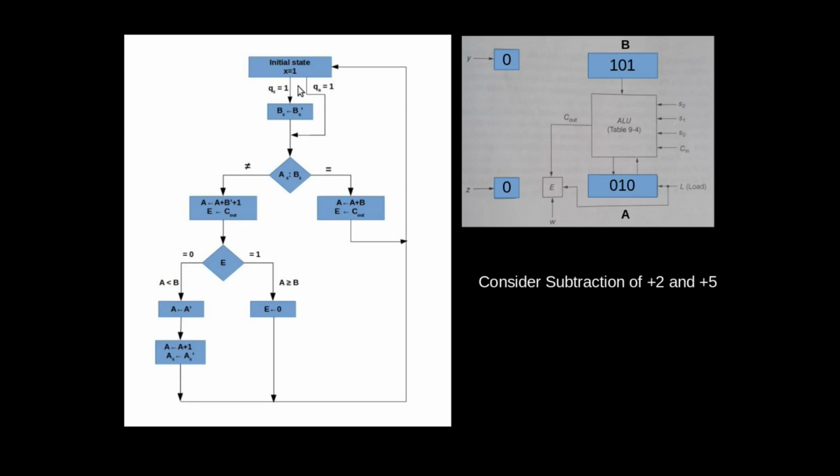So this system will be first in initial state, and then it checks for the operation to be performed. We have to perform a subtract operation, that is QS is equal to 1.